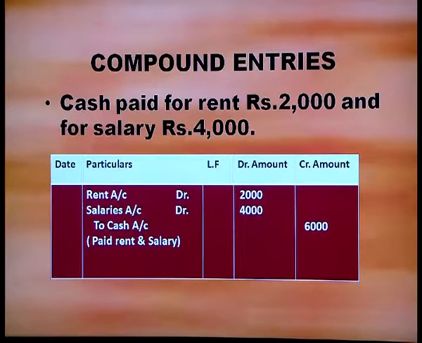Rent and salary being expenses are debited because expense is increasing. Both rent and salary as expense increasing, so it is debited. Cash is going from the business. Rule for asset account: when asset decreases, it is credited.